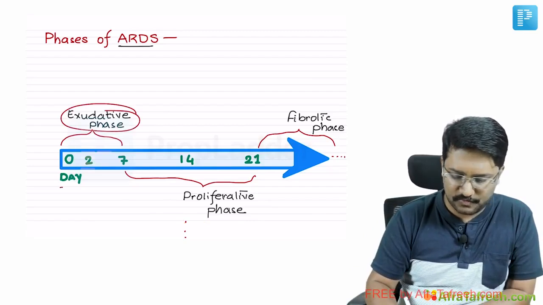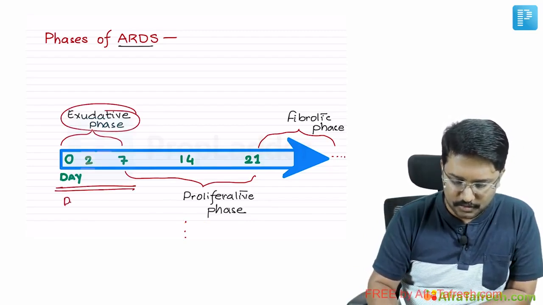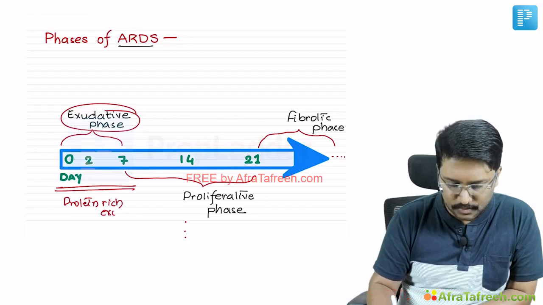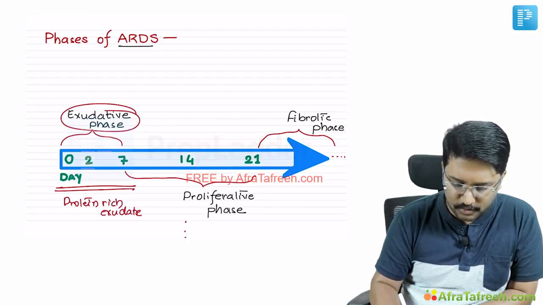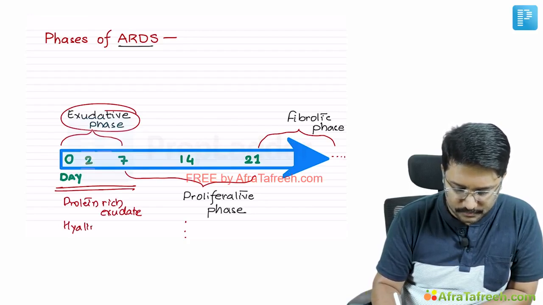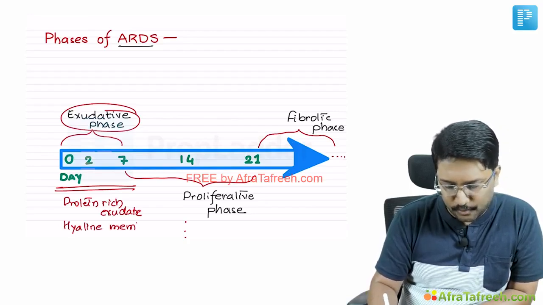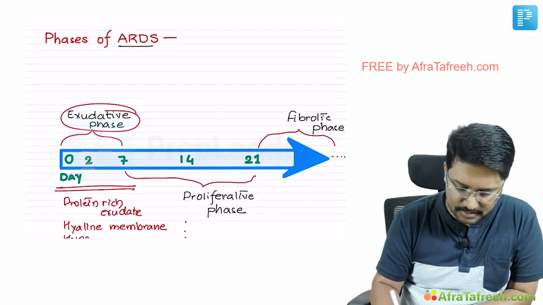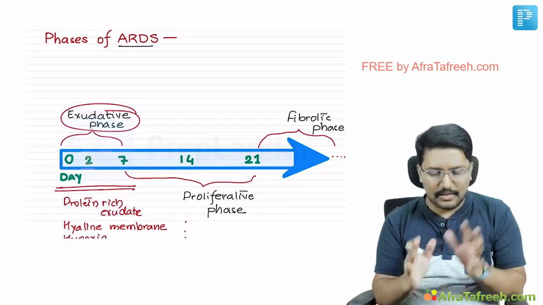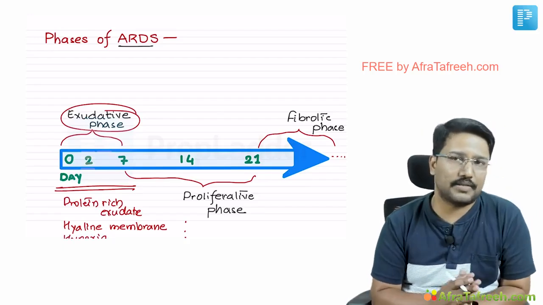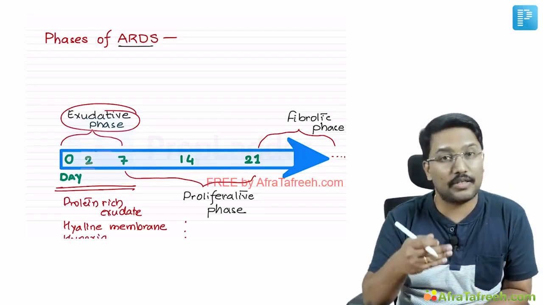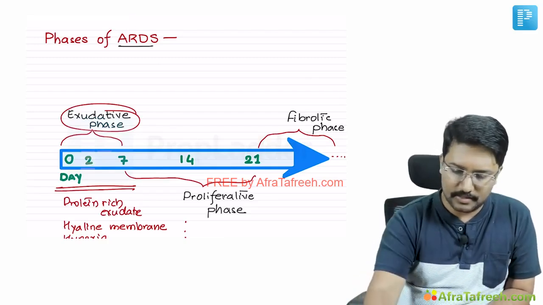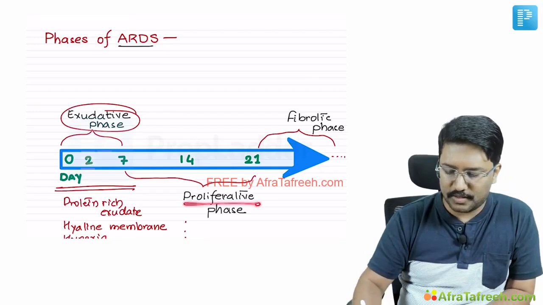During this phase, there is accumulation of protein rich exudate, as we have already discussed, development of hyaline membrane, and significant hypoxia and a high mortality risk. These are the features of the exudative phase that last from day 0 of onset of respiratory distress up to 7 days. Then the patient enters into what is called the proliferative phase.